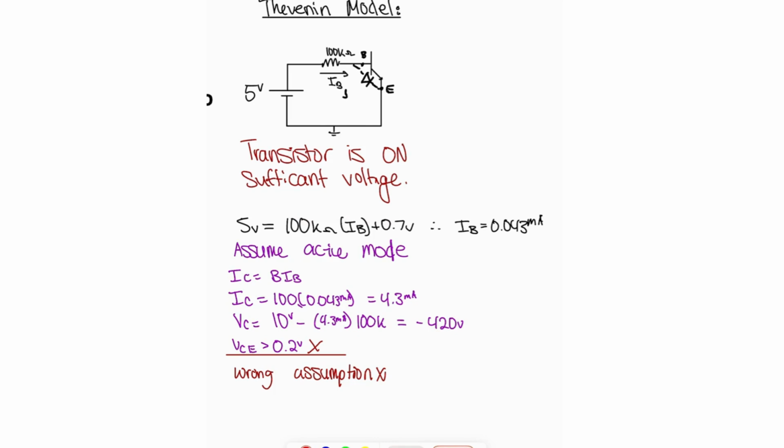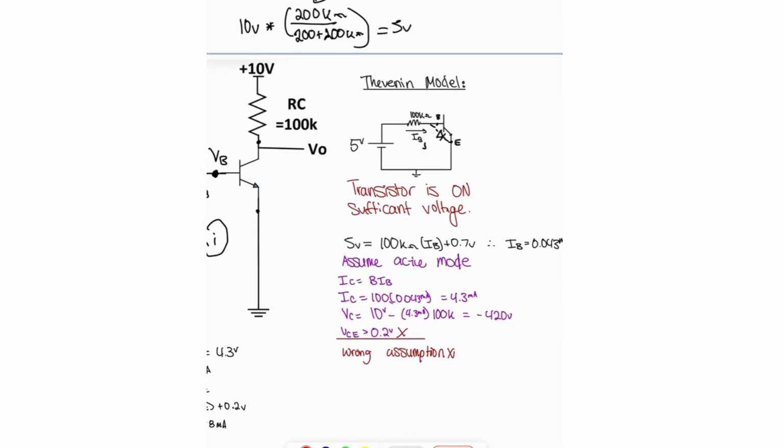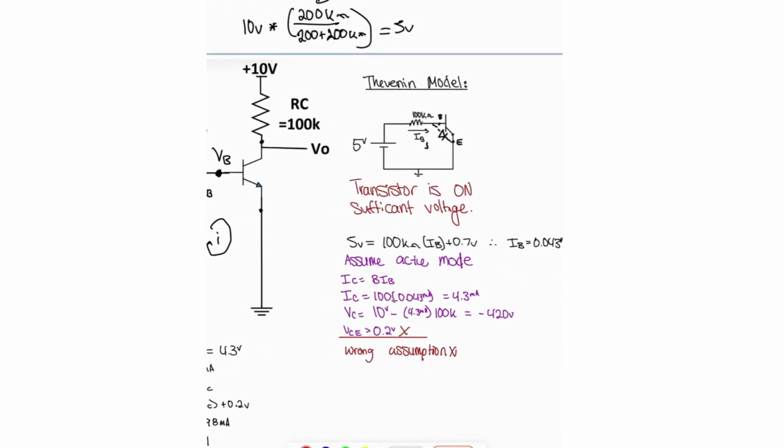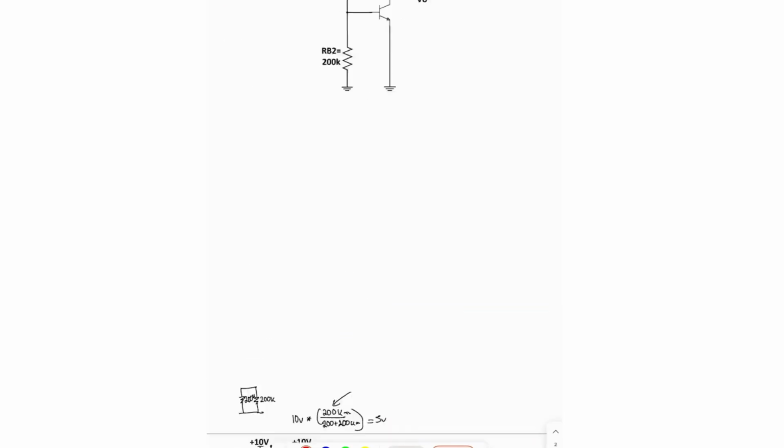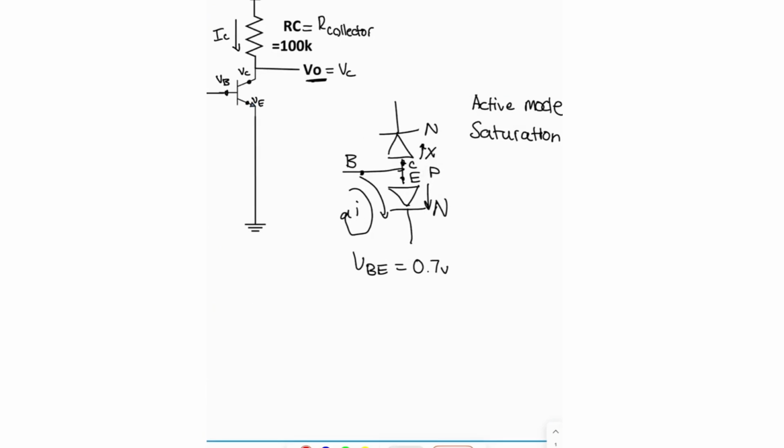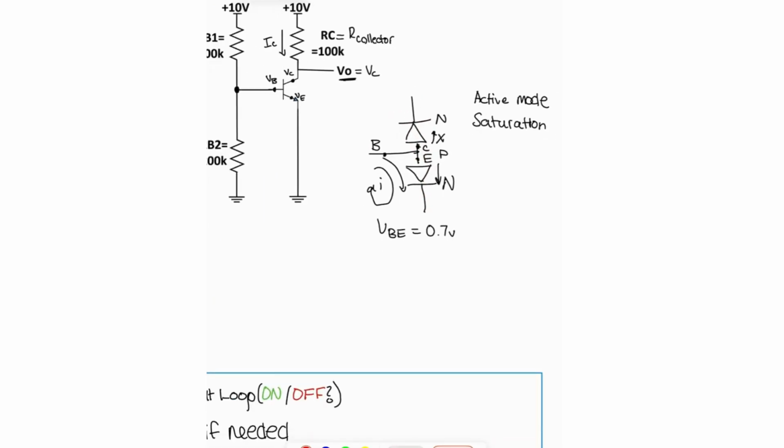And what's that condition? Our condition is VCE has to be greater than 0.2 volts. And that's due to the fact that if we look back at this model here, we have 2 diodes along this path. And in order to have current that flows from the base to emitter, we have to have the collector to emitter be greater than 0.2 volts to overcome those threshold diodes.